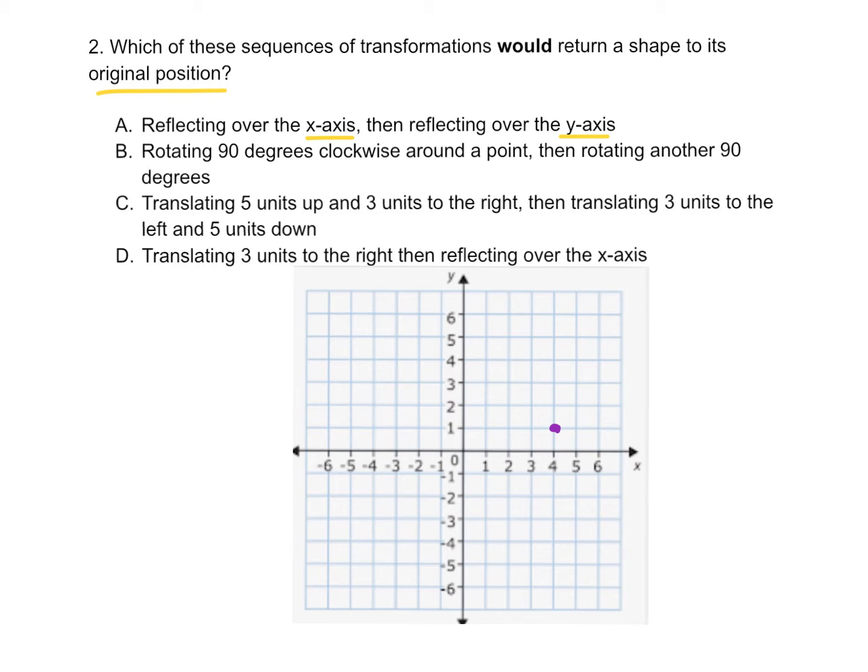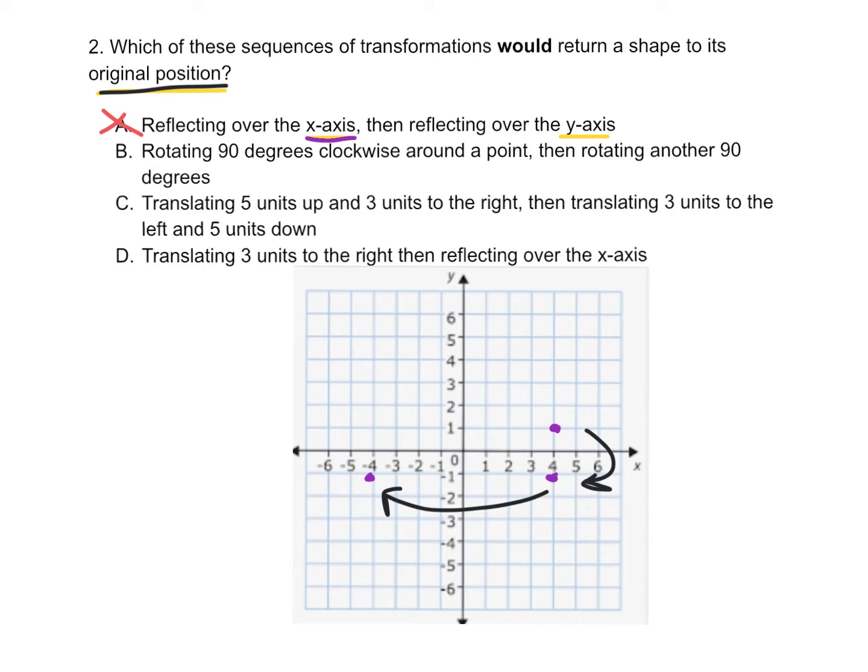Let's first reflect it over the x-axis. So it would be down here at 4, -1. And now reflect it over the y-axis, so it would be right here. So you can see it goes from here to here and here to here. It does not come back to its original position. So A is out.